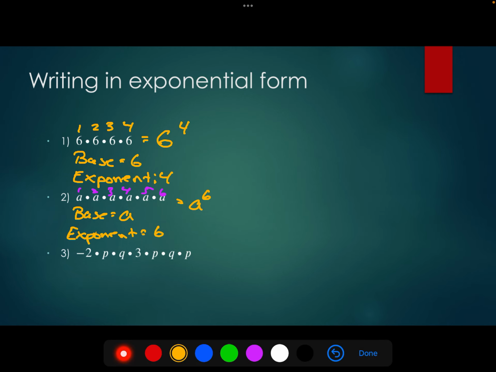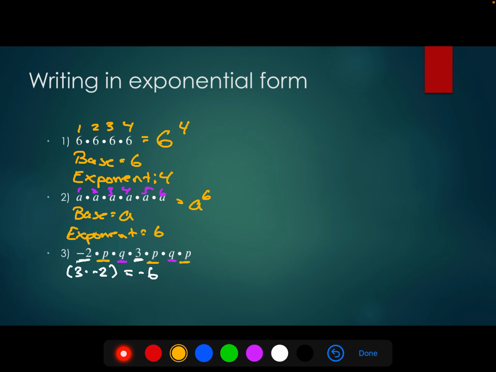For this last one now, we're dealing with multiple bases and we have whole numbers in there. So what I like to do first, when we get to an expression like this, is just identify each base you're going to use. So we have a base of p, we have a base of q, and we have our whole numbers 3 and -2. And then we're just going to look at them one at a time. If we start with our whole numbers, first we have 3 and -2. So that's 3 times -2, which is equal to -6.